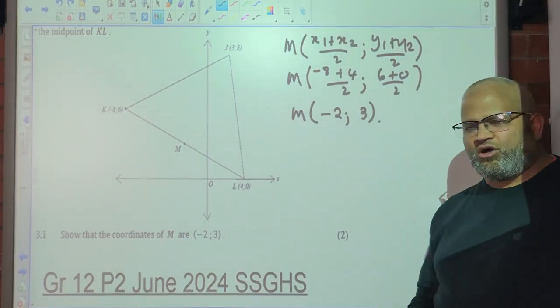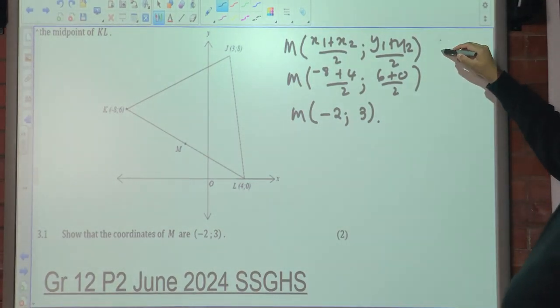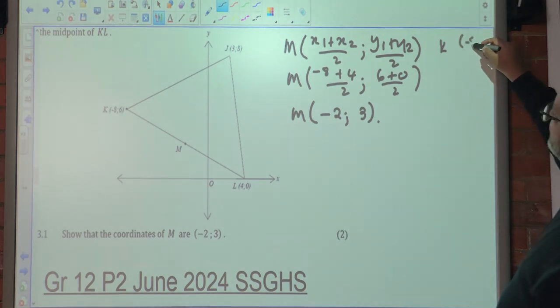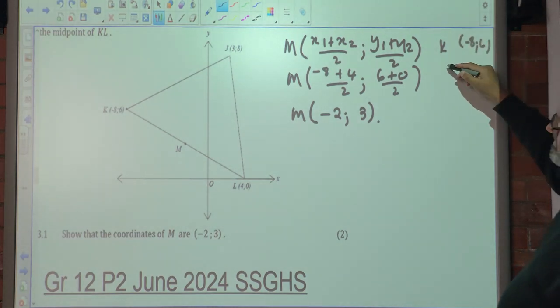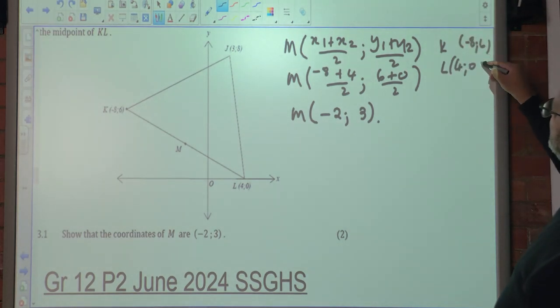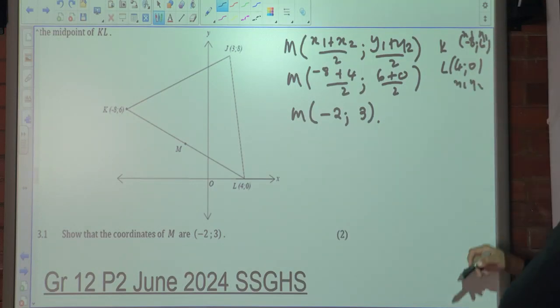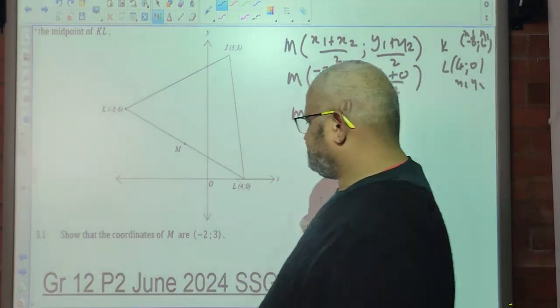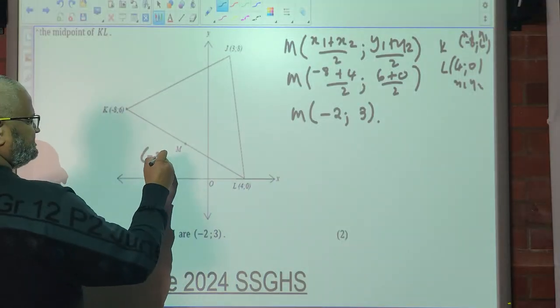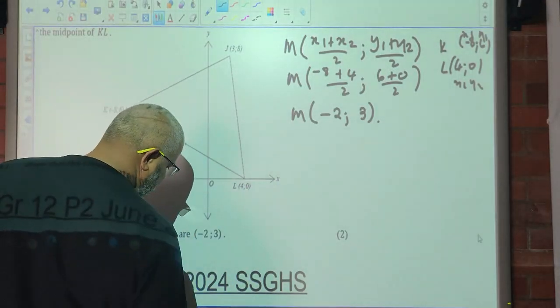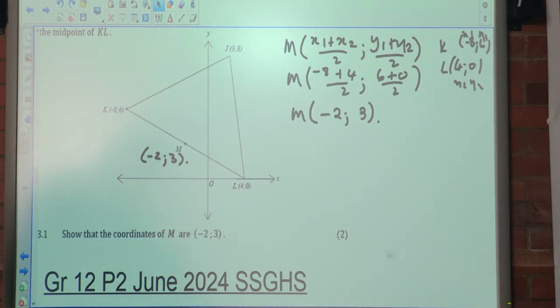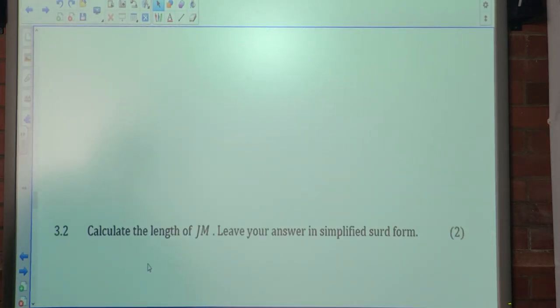People, if you're getting this wrong, then you write here on the side K is negative 8 and 6 and L is 4 and 0. That will be x1, y1, x2, y2. You can't be getting stuff like this wrong. Okay? So this is negative 2 and 3. Okay? Let's look at the next question.